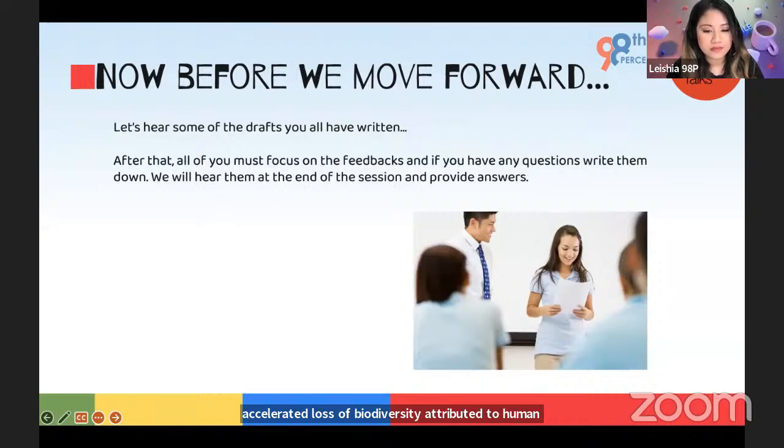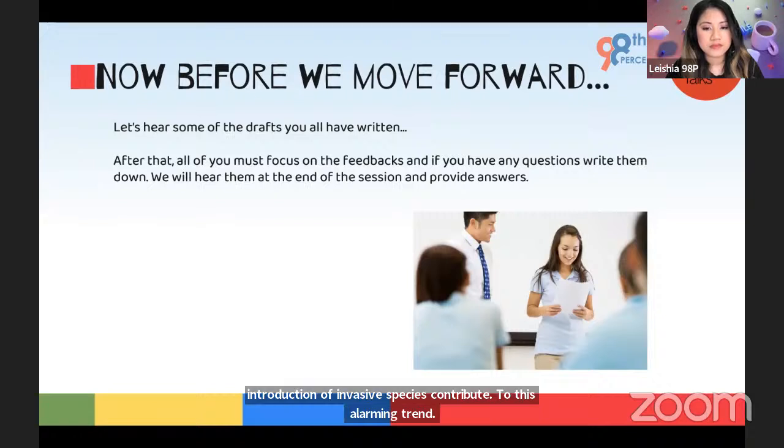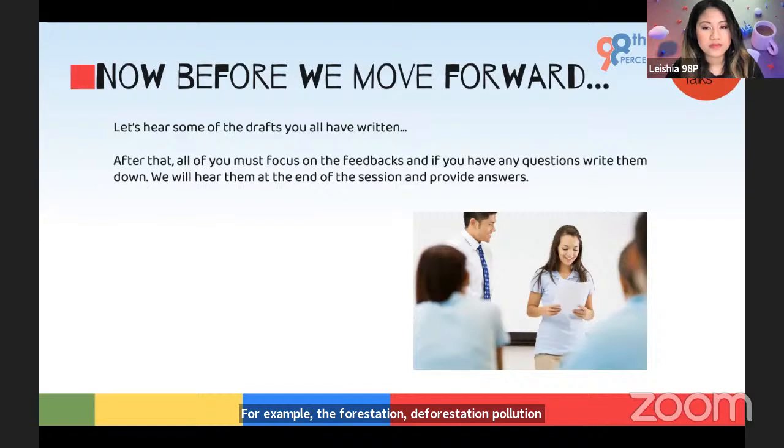Human actions play a significant role in driving species extinction. Activities such as habitat destruction, pollution, climate change, overexploitation of resources, and introduction of invasive species contribute to this alarming trend. For example, deforestation, pollution, and unsustainable harvesting of wildlife have notably escalated the rate of extinction in recent times.